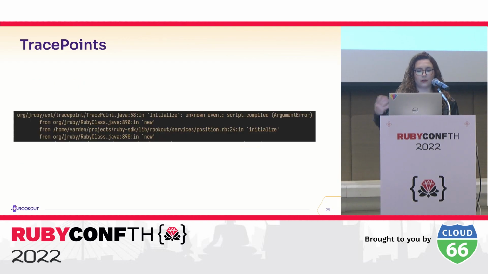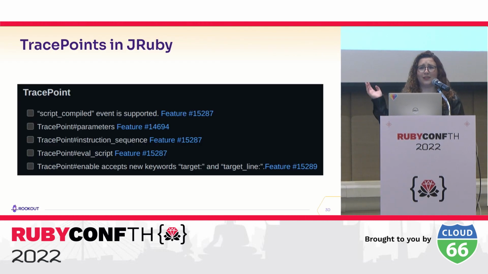But that's also the problem that I'm seeing now, because we signed up for that script compiled event, and it doesn't seem to know what that is. And so a quick Google search led me to this issue in JRuby. Unfortunately, it's still open. But basically, JRuby is just a little bit behind in the tracepoint API. And so basically everything we do in order to place a breakpoint isn't really possible at this moment.